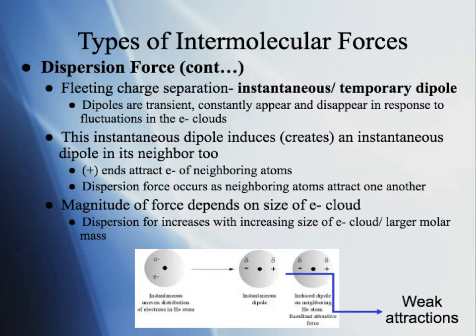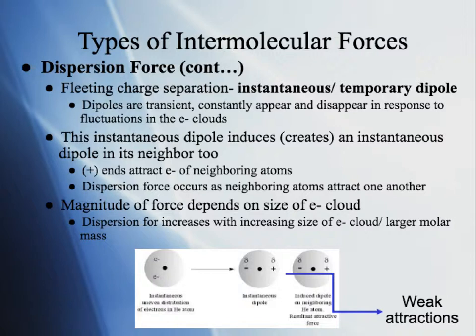Okay, so the stronger it is. Even though they're super weak, the heavier that you get, the bigger the electron clouds, the stronger the attraction they're going to have to each other. So it's going to vary and range from super, super weak to a little stronger than weak. All right, so that is the dispersion force.